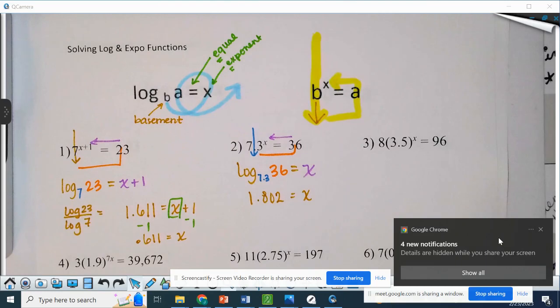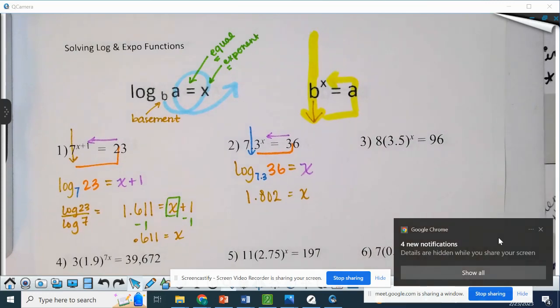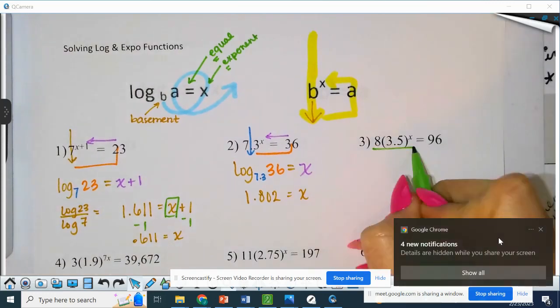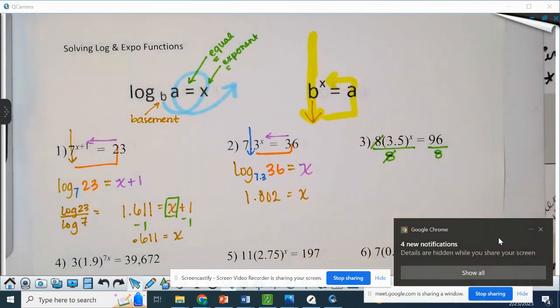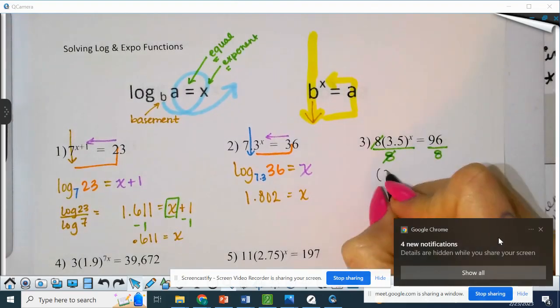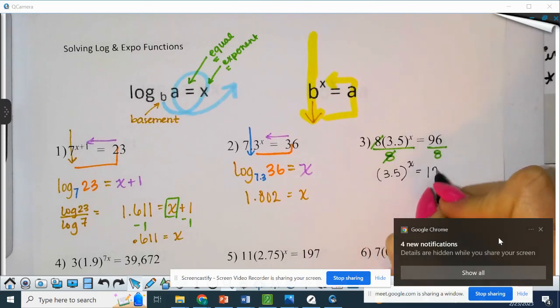So number 3, again, it needs to be in its base form. So base, exponent, output, but we have an 8 there. That's a problem. We have to address it first. So addressing it first, that's 8 times 3.5 to the x equals 96. So you're just going to undo it. Use the inverse. So get rid of him. And then 96 divided by 8 is going to give me 12. So I end up with the base of 3.5 raised to the x equals 12.